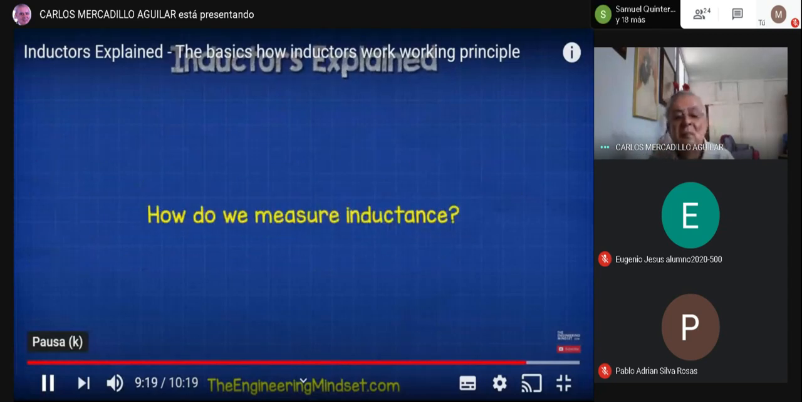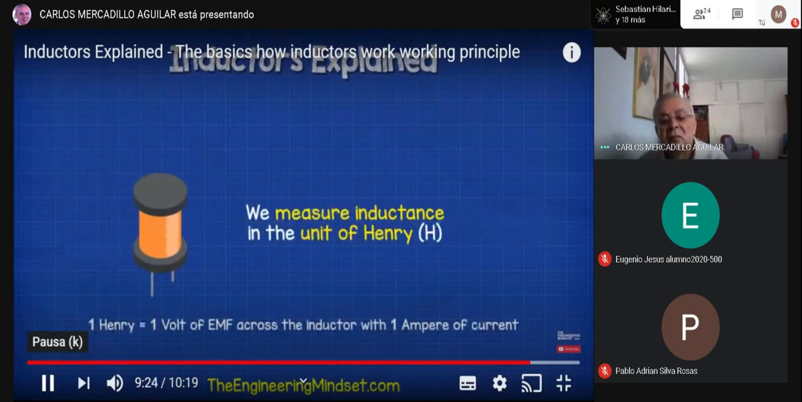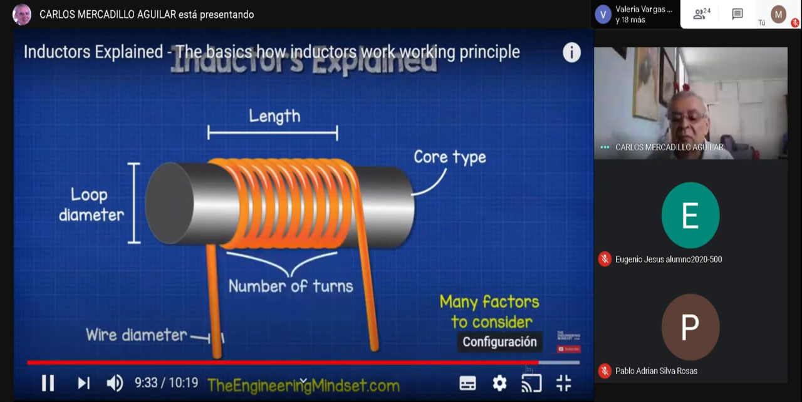How do we measure inductance? We measure the inductance of an inductor in the unit of Henry with a capital H. The larger the number, the higher the inductance. The higher the inductance, the more energy we can store and provide. It will also take longer.